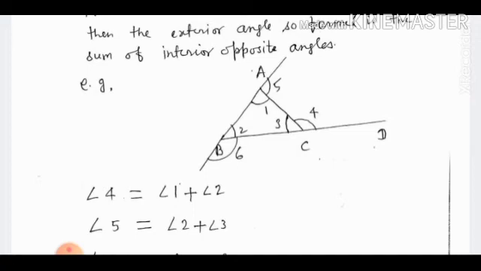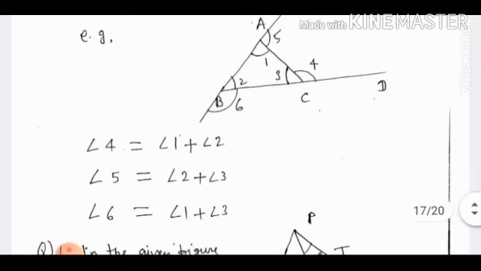Here side AB is produced, then we get exterior angle 6, and for that angle 6 we have to leave angle 2, then we get angle 1 and angle 3 in interior. So interior opposite angle will be angle 1 and angle 3. So angle 6 is angle 1 plus angle 3.